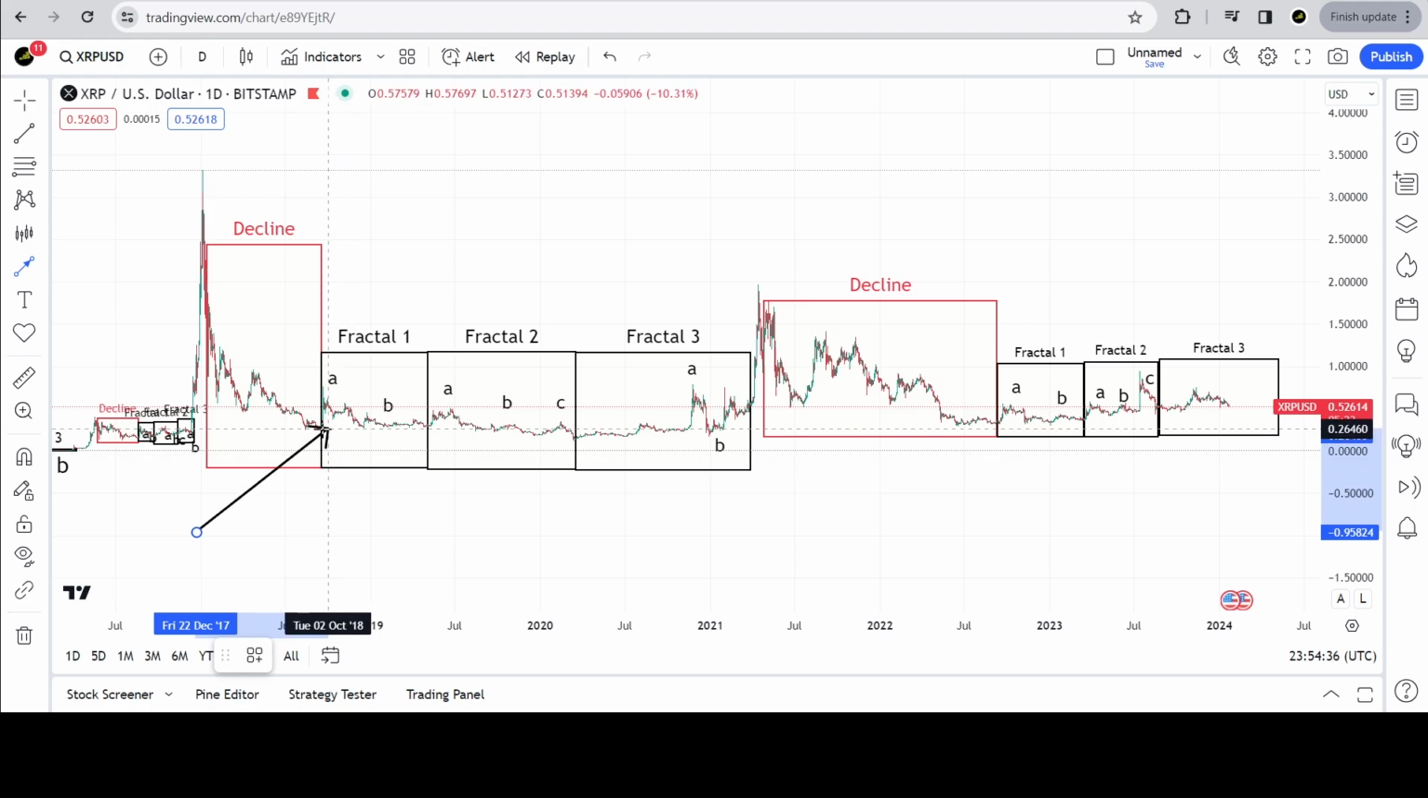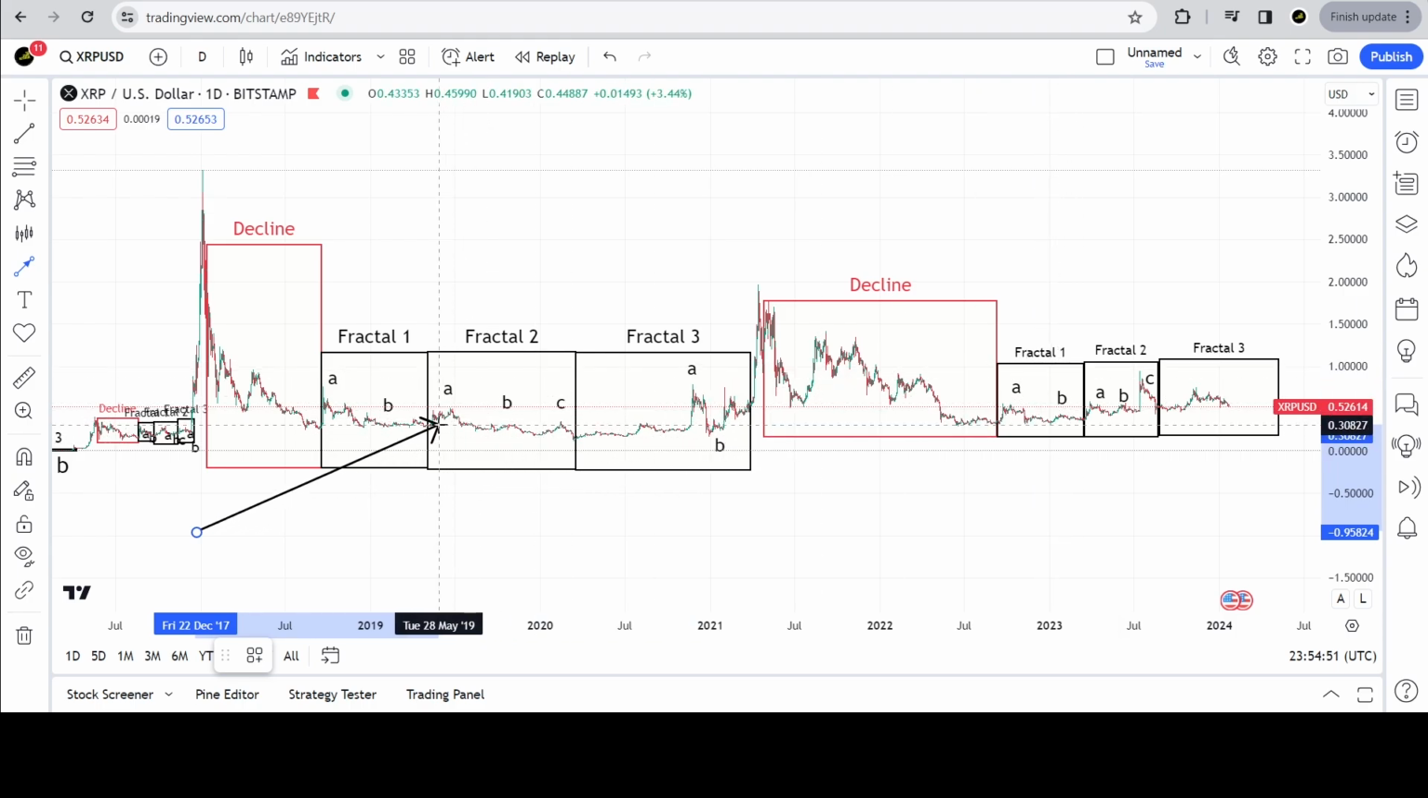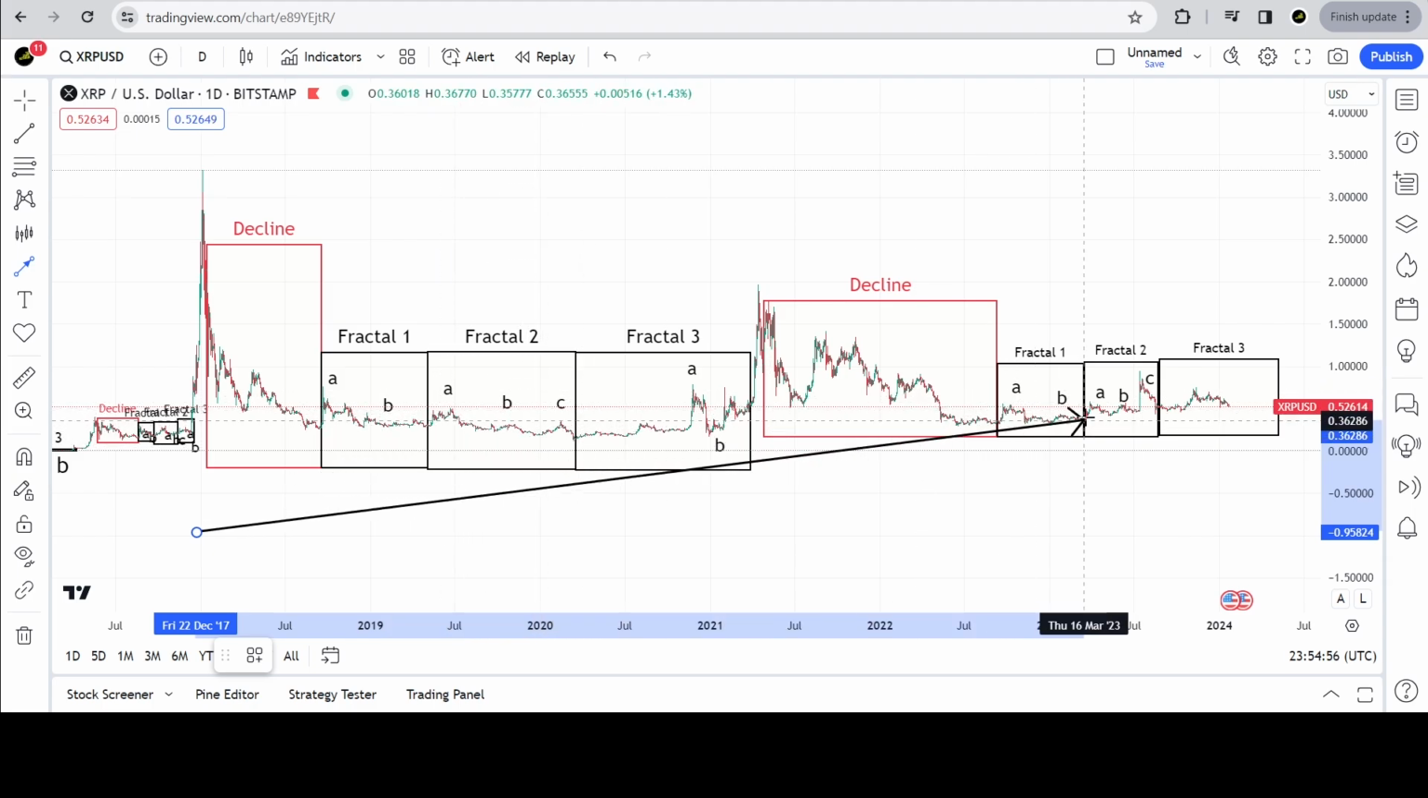In fractal 1, we have this part A, where price moves up, it moves back down again, and then part B, where it goes flat and sideways. We see that happen over here. It moved up, it moved down in part A, and then part B went flat and sideways. In fractal 2, it has three waves, wave A, wave B, and wave C. We see that over here with wave A, wave B, and wave C.